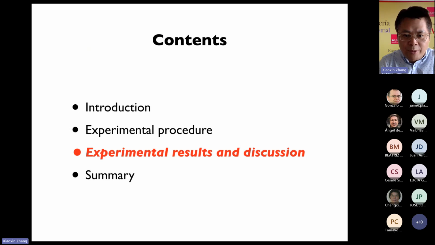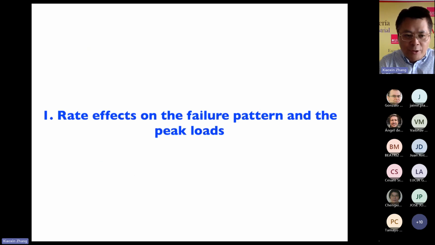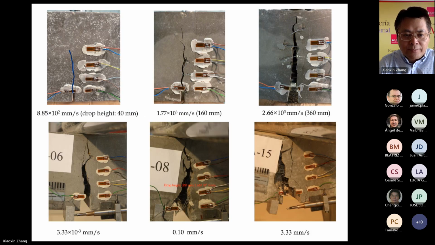Okay, experimental results and discussion. The first one: rate effects on the failure pattern and the peak loads. In this slide, I show 6 photos. The lower ones are for the low loading rates, from 3.33 times 10 to the minus 3 millimeter per second, which we call quasi-static loading conditions, then 0.1 millimeter per second and also 3.33 millimeter per second.